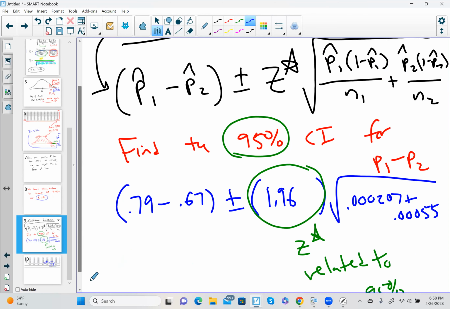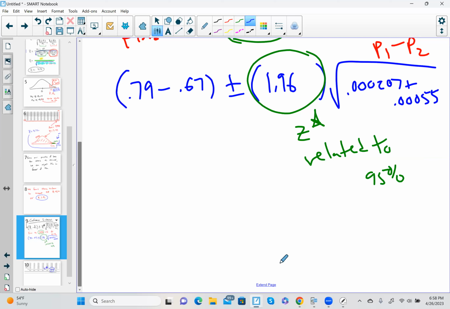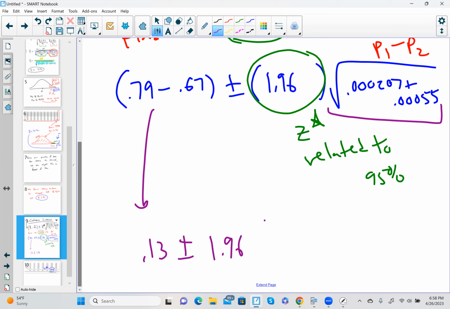Okay, so now what I'd like to do is actually find the confidence interval. So this part here is 0.13 plus or minus 1.96 times that square root. And I'd like to take a minute and figure out what that equals and put that in here. So let's go do that. Here we go, in the calculator.